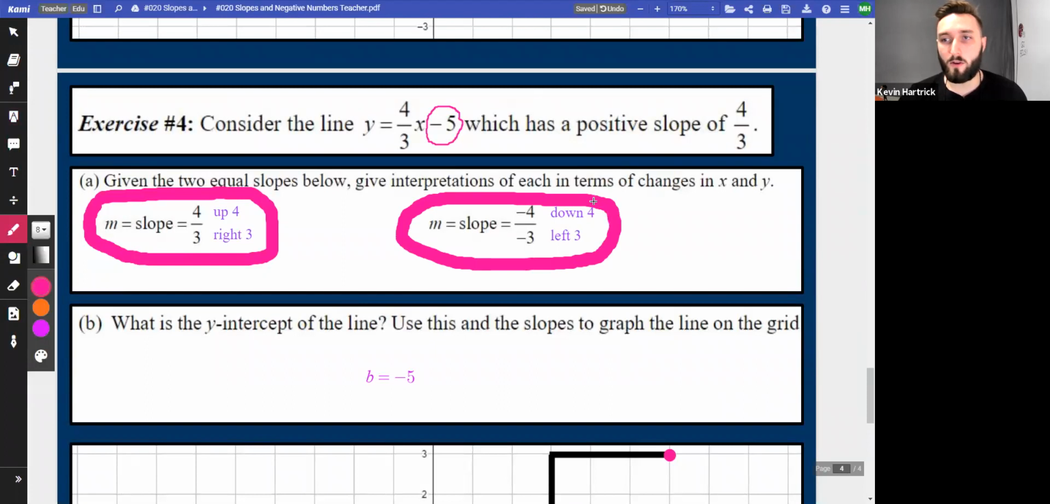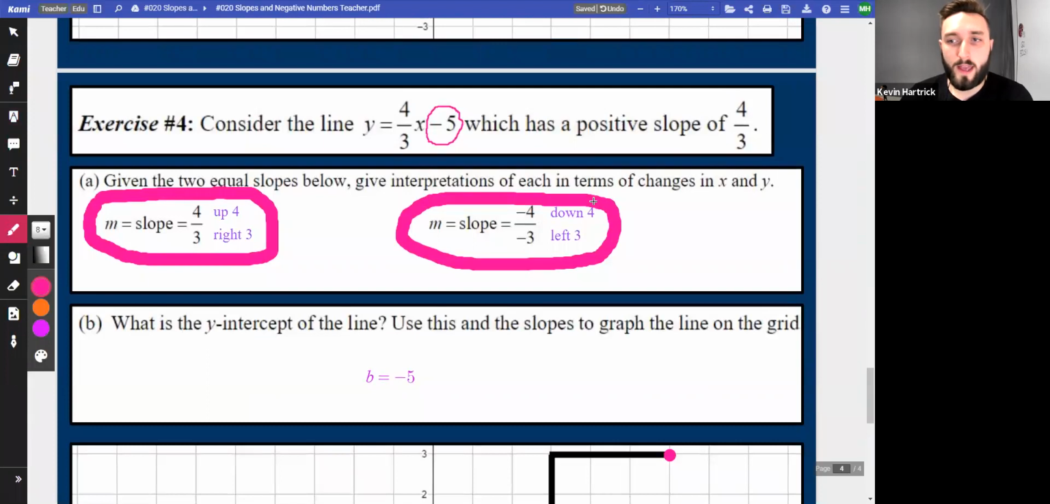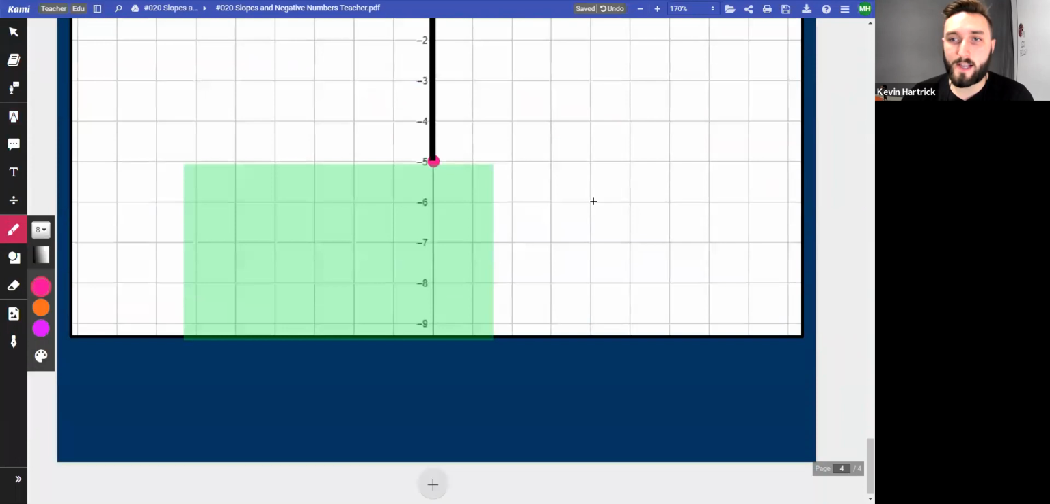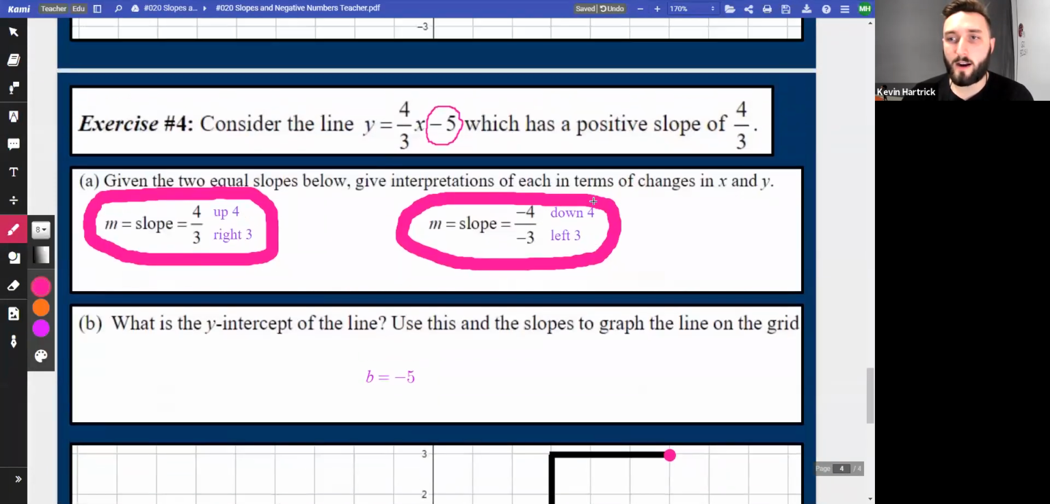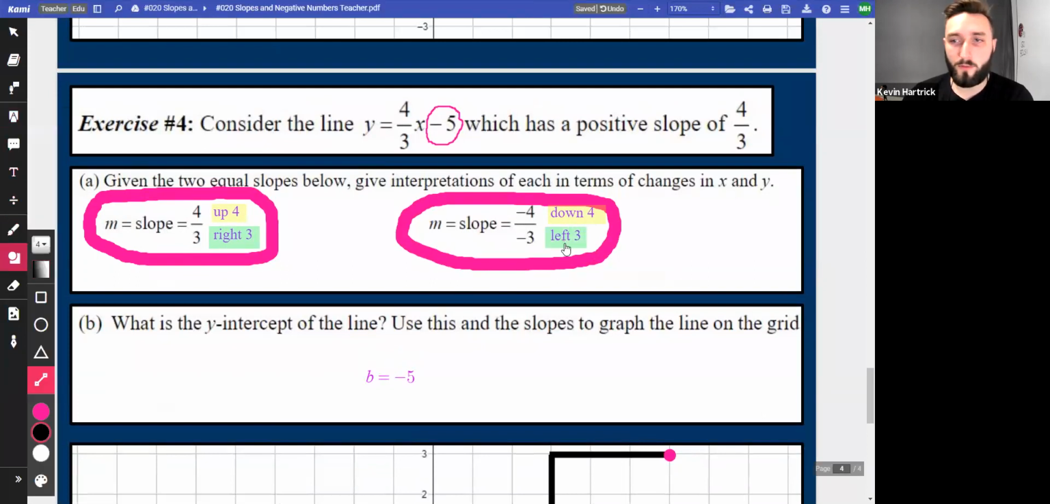Okay, so this slope means down 4, left 3. So essentially, look what we've done. We have gone the opposite. So when we're looking for the opposite side of the graph, when we're looking for this left side of the graph, we need to take our opposite slope. So instead of going up 4, I'm going to go down 4. Instead of going right 3, I'm going to go left 3. Notice that these are opposites. This is opposite to this, and this is opposite to this. So all we've done is we sort of flip-flopped what we were doing before.